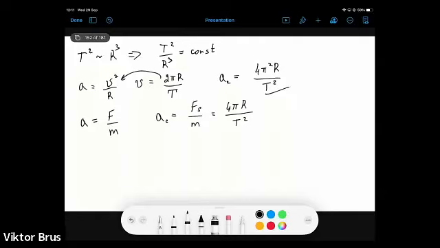Okay, according to the condition, shouldn't it be p squared? Yeah, p squared, sorry. Thank you. 4 pi squared times r divided by t squared.